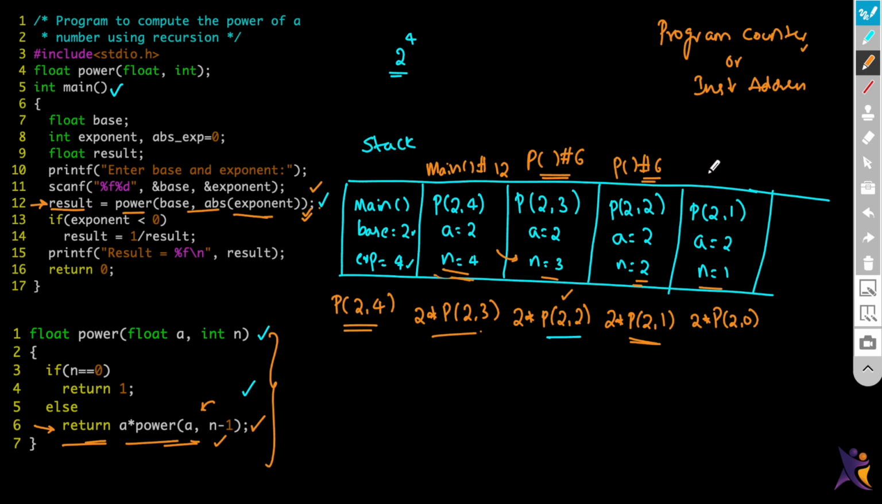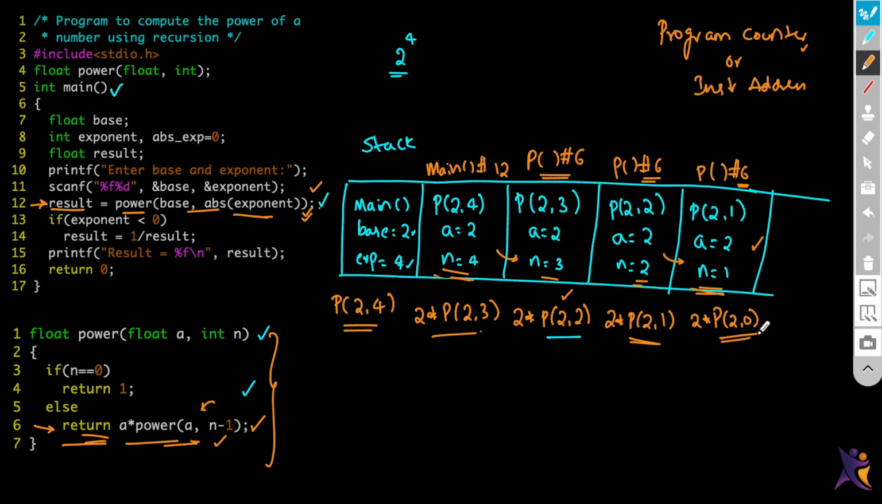Along with this activation record, the compiler stores the program counter. So here in this case, the caller is P of 2 comma 1, and the instruction which is to be executed after this function is this one, right? So this states that after executing this function, the control should go back to line number 6 of the calling function. Now coming back to this function.